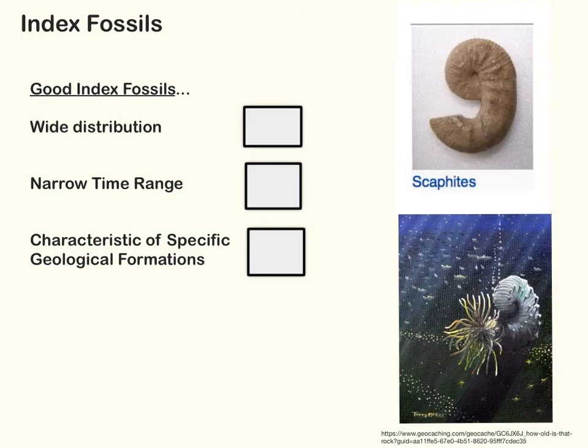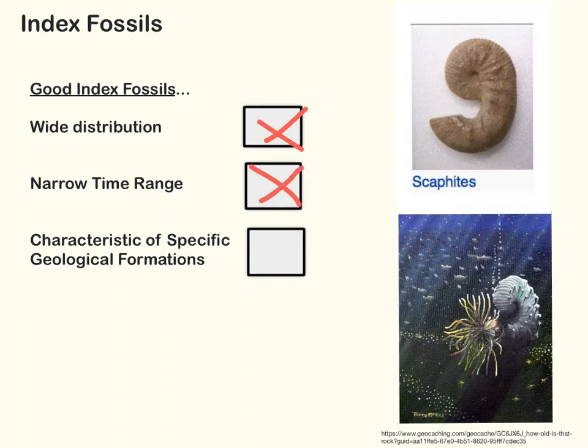However, there are a lot of good index fossils from the time of the dinosaurs. So these ones right here, scaphites, which are a type of ammonoid or shelled marine organism, can be found over a wide distribution over a narrow period of geologic time.